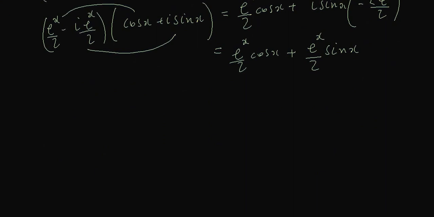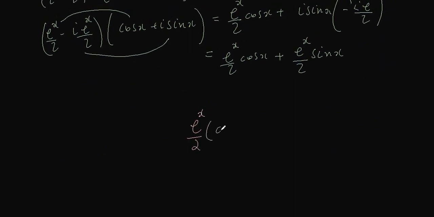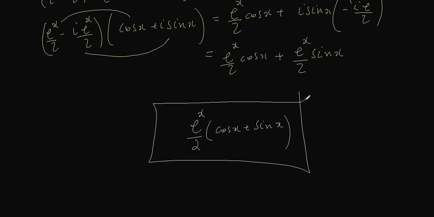And then finally the result is e to the x over 2 times (cosine x plus sine x), no i there. So this is the result for the integral of e to the x cosine x dx, and this was all using Euler's formula.